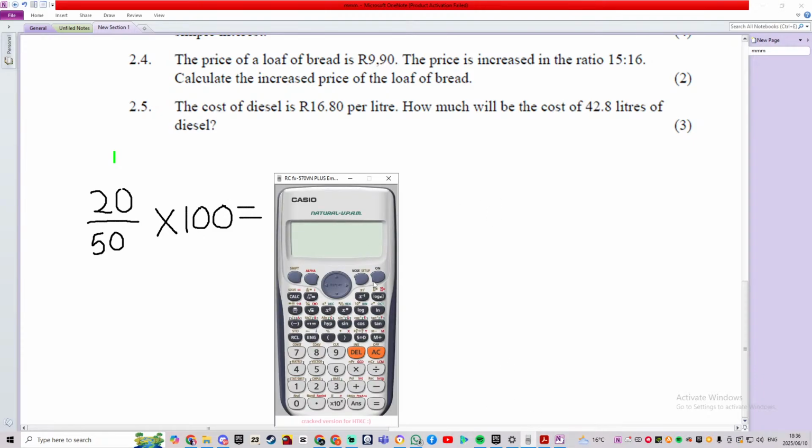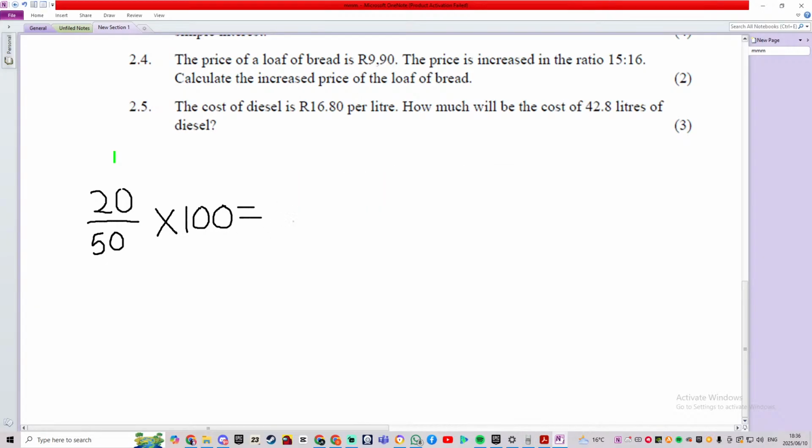Let's see: 20 over 50 multiply by 100. Rio says the answer is 10. Yes. Don't forget to multiply by 100 as well. The multiplying by 100 is very important to convert to percentage. So our answer there is 40. It's important to note it's 40%.